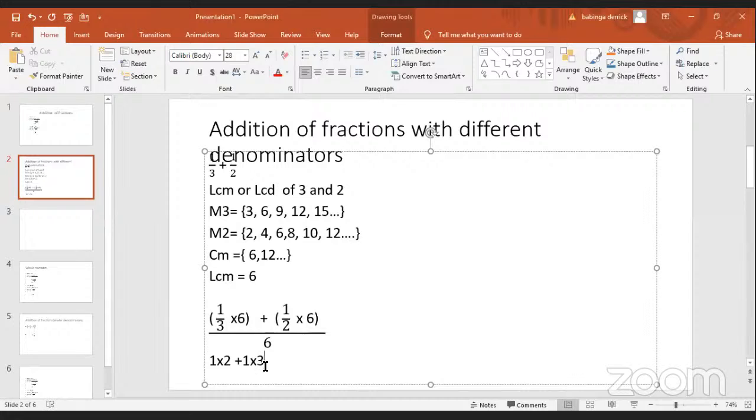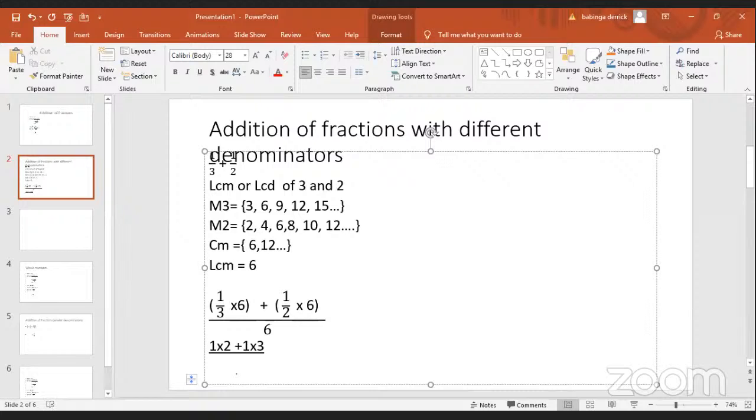So after picking out that, we give denominator 6. Here we can work out 1 times 2.